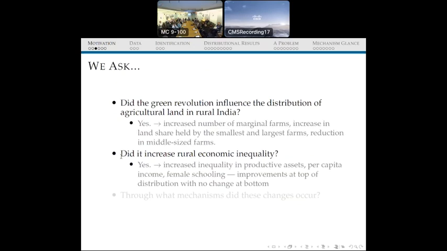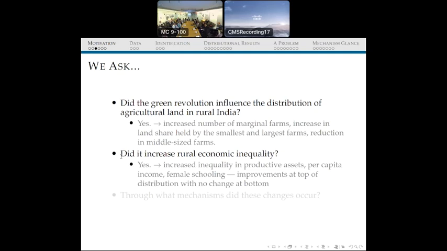In fact, the Green Revolution seems to have increased the number of marginal farms. By marginal farms, I'm using the government of India's definition, which is under one hectare. Very, very small, difficult to eke out a living. And it increased the land share held by the largest and smaller farms, and reduced the land share held by medium-sized farms. And it also looks like it increased inequality in the distribution of productive farming assets, per capita income, and female schooling.